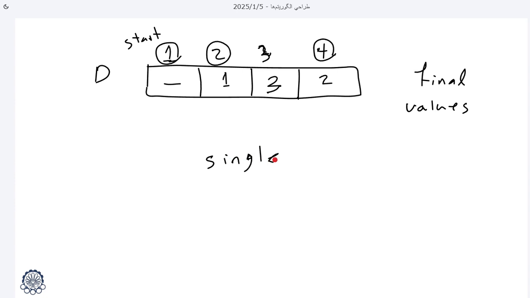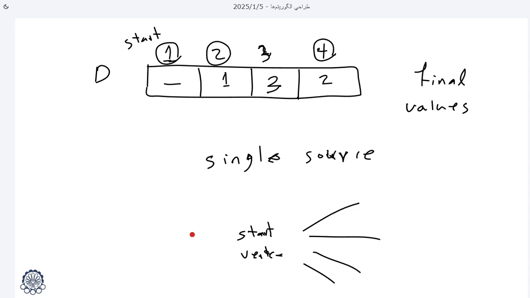Single source, from a start vertex to the other vertices. This is the single source.